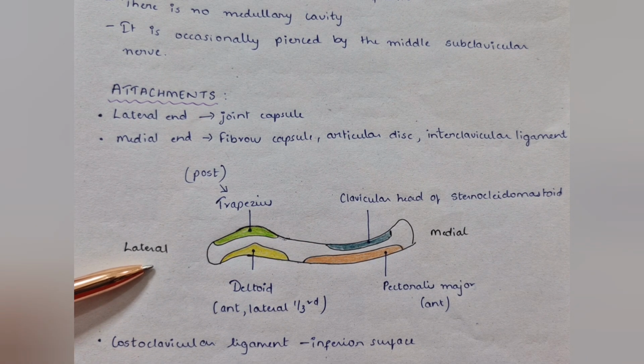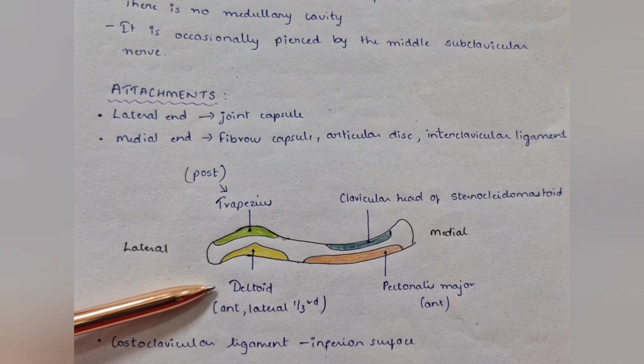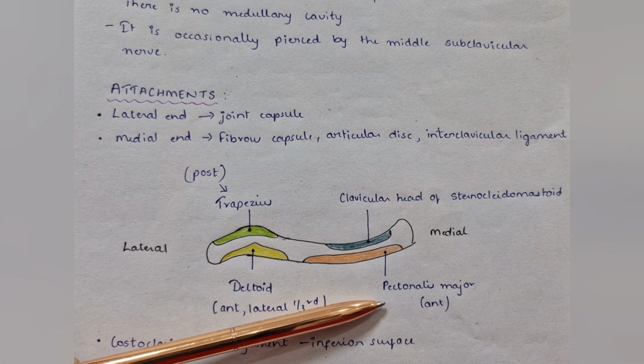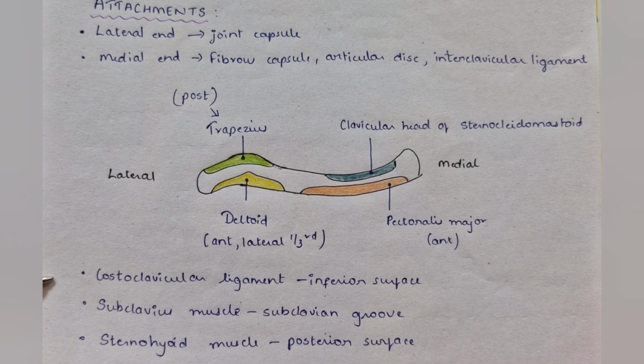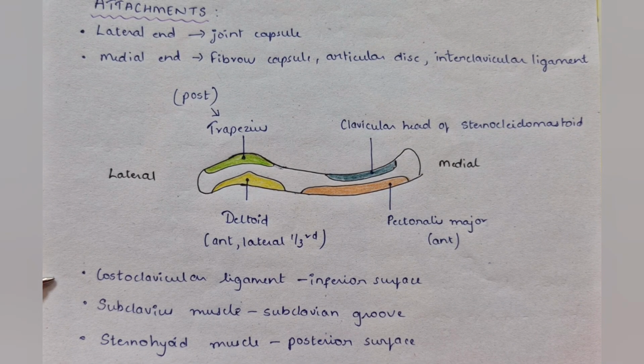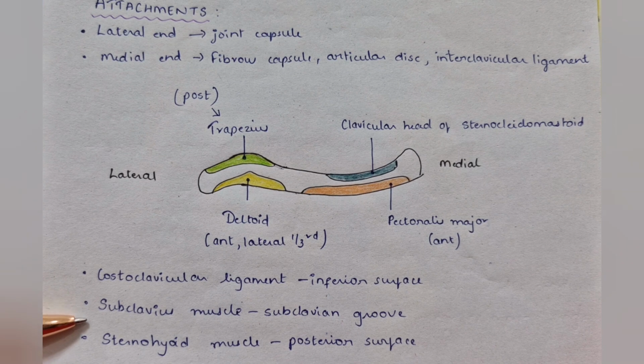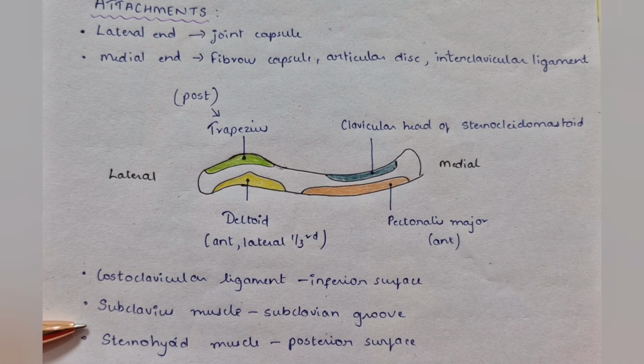Anteriorly, on the lateral side, it is attached to the deltoid muscle, and on the medial side, it is attached to the pectoralis major. The costoclavicular ligament is attached to the inferior surface, the subclavius muscle to the subclavian groove, and the sternohyoid muscle to the posterior surface.